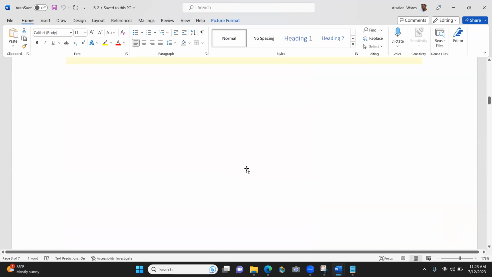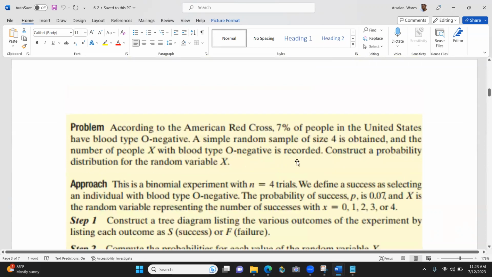Okay, let's try this one. According to the American Red Cross, 7% of the people in the United States have blood type O negative. A simple random sample of four is obtained. X is the number of people with blood type O negative. Construct a probability distribution of the random variable.